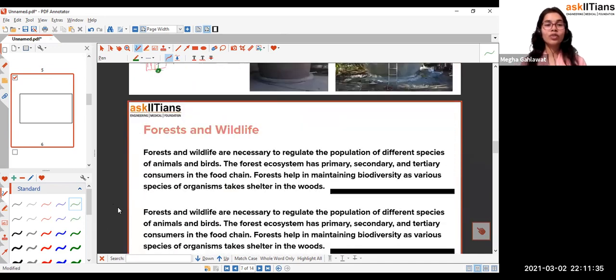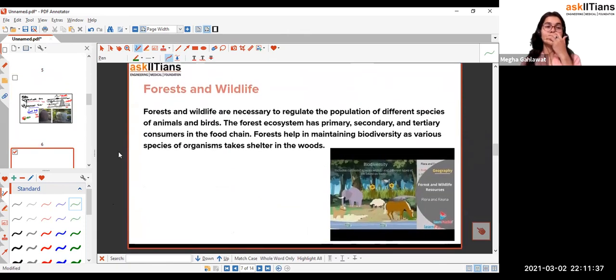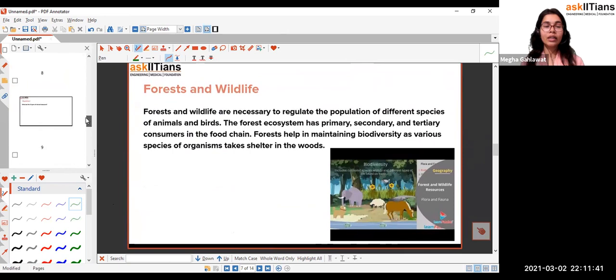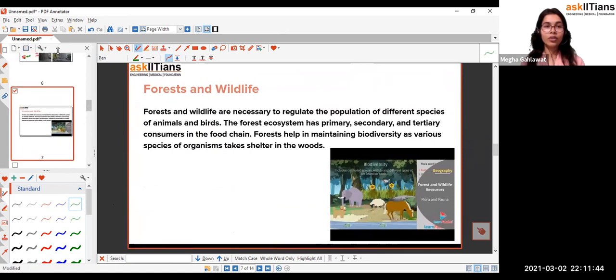And moving forward to forests and wildlife. Now see, forests and wildlife, this is one of the most important things that you will be studying here today. It also helps you in understanding the different terminologies which are used. So I hope you have your pen and notebook, and you're noting everything down, whatever I say. Okay, and I'm writing all the important terminologies.